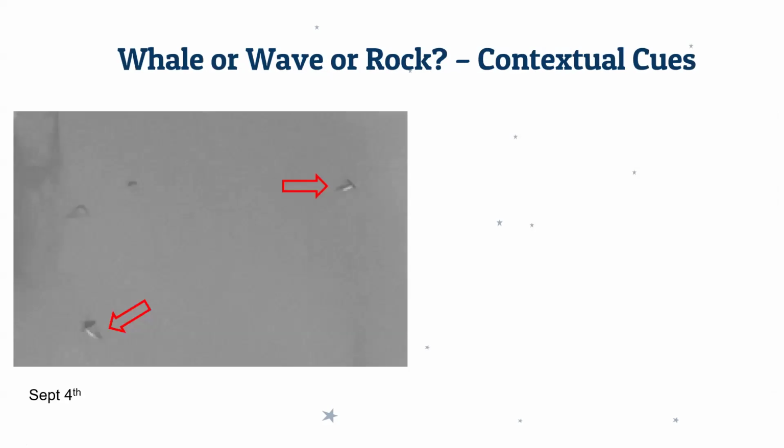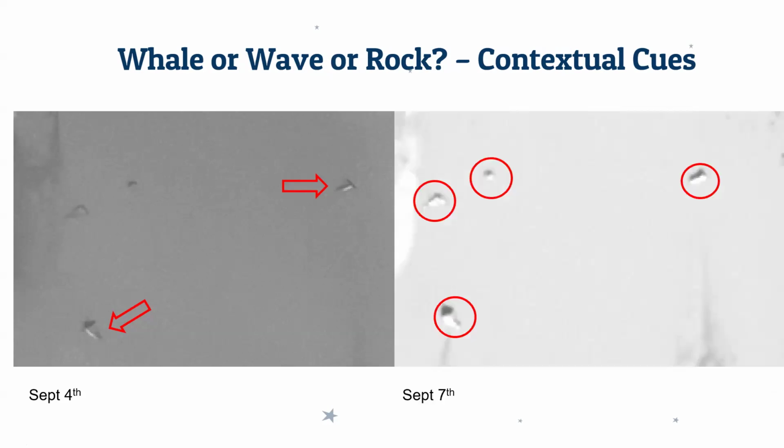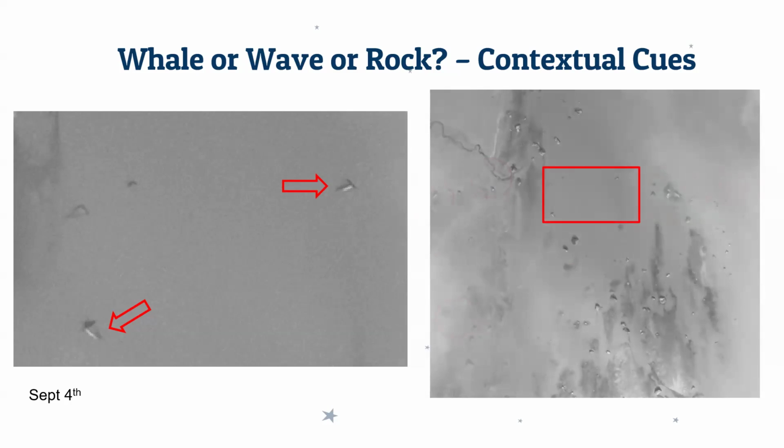Here is another example where you can use contextual clues to identify whether something is a whale. Here I've pointed out 2 objects that are white and long and have a general beluga shape. But if we look a few days later, on September 7th, those objects are in the exact same location, and there are 2 additional ones as well. So we know that these are definitely rocks and not whales. And if we zoom out, you can see that it's quite shallow in this area, so the whales likely wouldn't even be able to get up to that spot. Another thing to look for in identifying belugas is pod formations. Groups of whales together help identify other whales that are nearby.